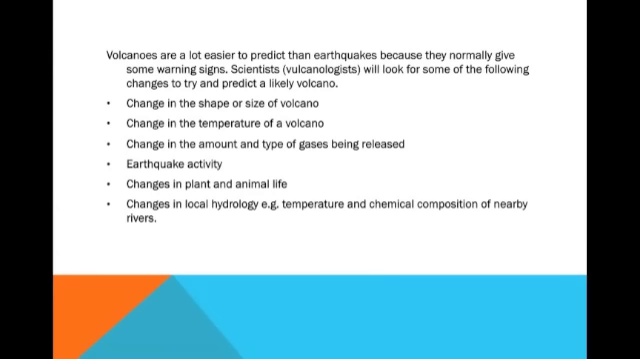Scientists, in this case called volcanologists, will look for some of the following changes to try and predict a likely eruption. The change in the shape or size of a volcano, the change in the temperature of a volcano, a change in the amount and type of gas being released, earthquake activity, changes in plant and animal life, changes in local hydrology, for instance temperature and chemical composition of nearby rivers, and so on.